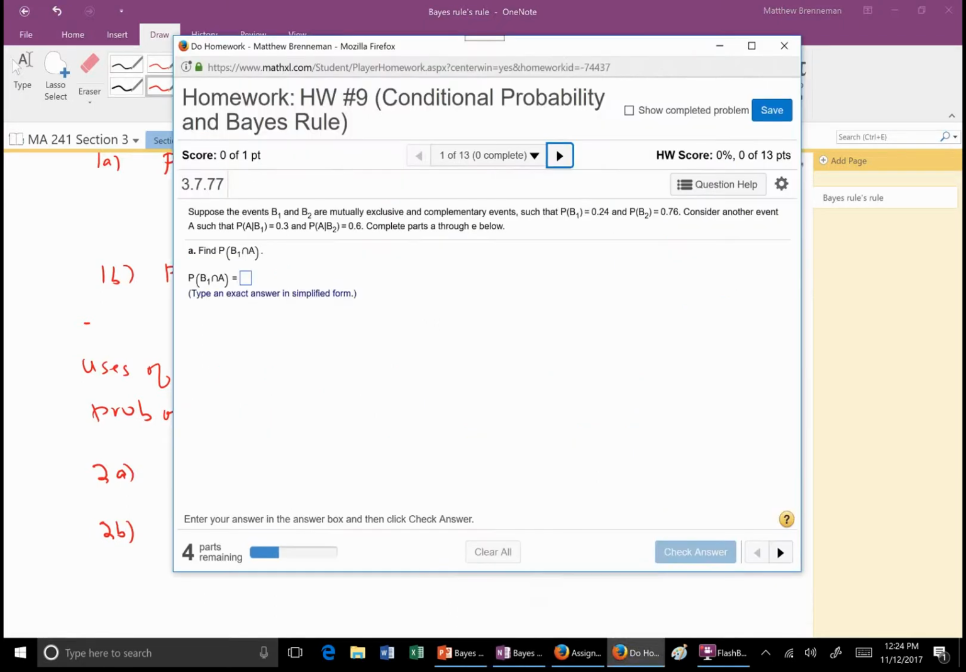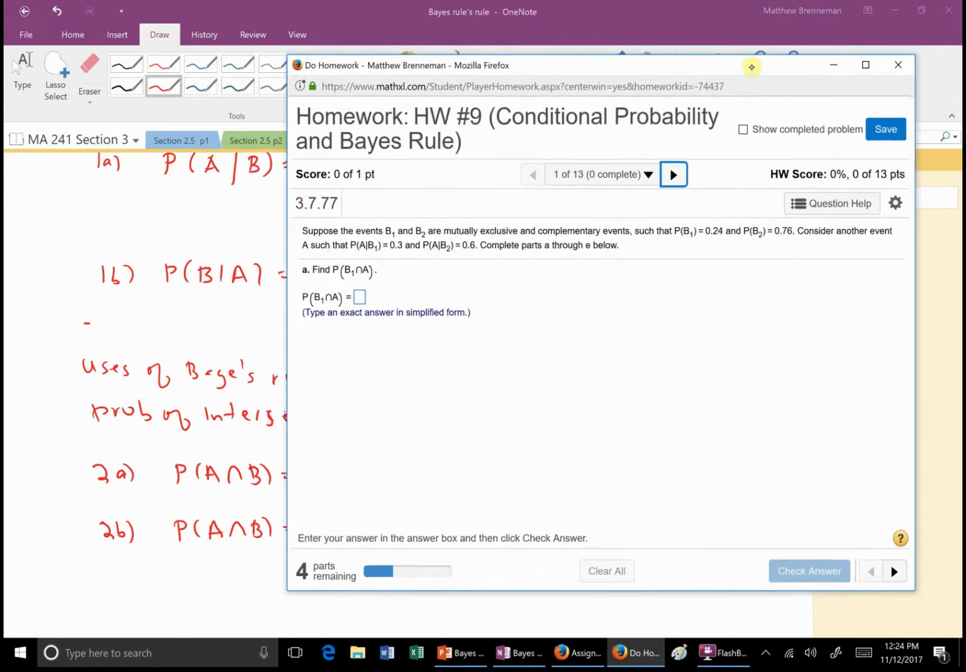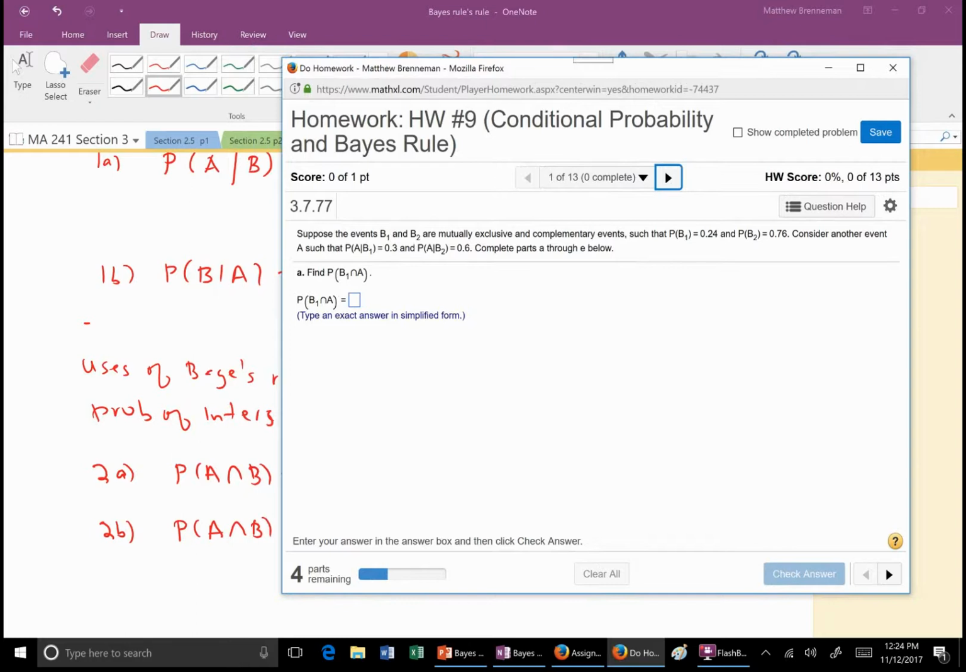So I want to do a few quick homework problems to illustrate this. Here's a homework problem that's kind of nice. It says, suppose these two events, B1 and B2, are mutually exclusive and complementary, and all that means is they're complements of each other. And now we have another event, A, such that the probability of A given B1 is 0.3. Of course, in your homework, it'll be a little different. And I'm doing the first problem, by the way. And the probability of A given B2 is equal to 0.6. And now I want to find the probability of B1 given A.